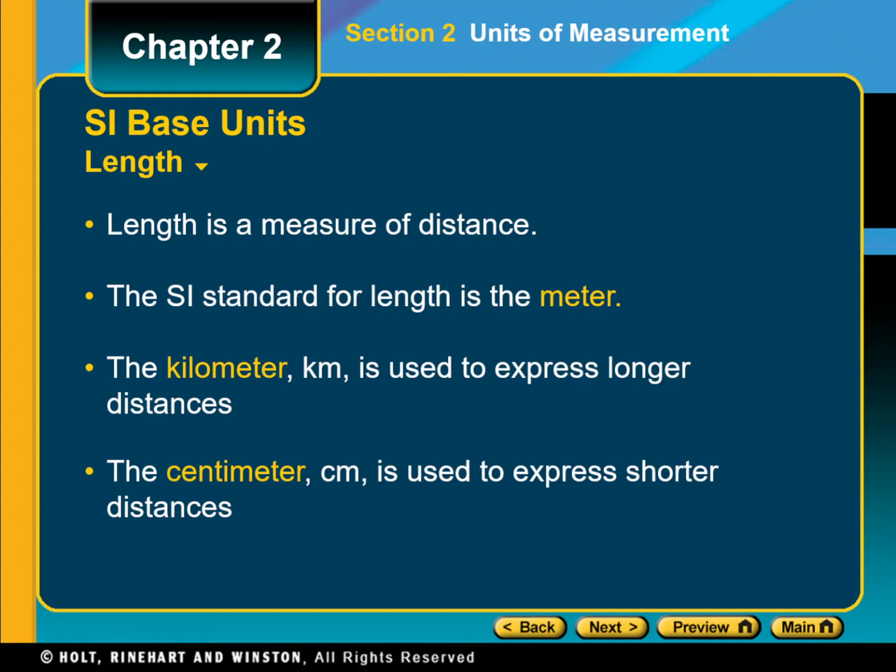Length. The standard unit for length is the meter. A distance of 1 meter is about the width of an average doorway. Longer distances are often expressed in kilometers. Kilometers are used for highway distances in most countries other than the United States. A kilometer is about 6/10 of a mile.